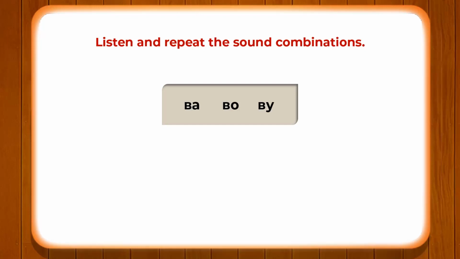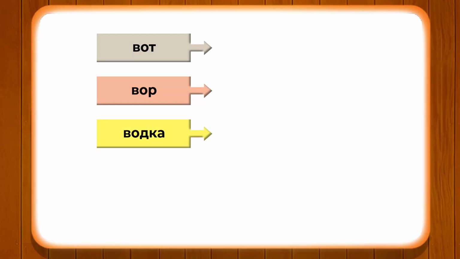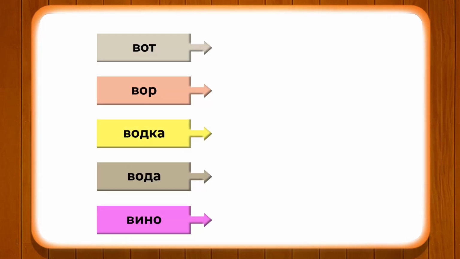Now, we are having combinations of vowels and consonants, consonants and vowels again together. Let's see what we have here. We have va, vo and vu. Likewise, we have fa, fo and fu. Okay. All right. Now, let's go ahead. Here again, methodologically we are going to have certain words. So, the words are vot, vor, vodka, vada, we know.